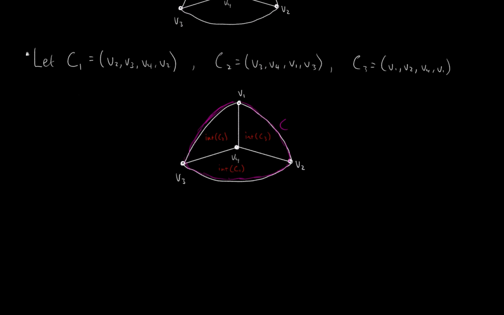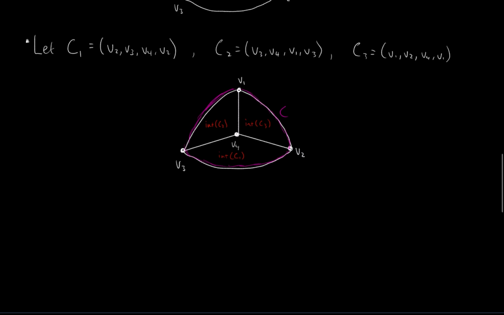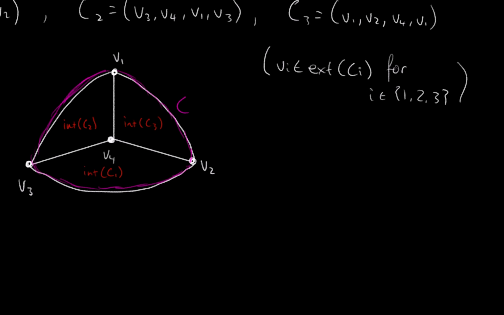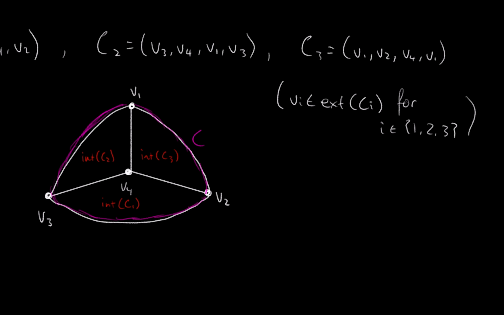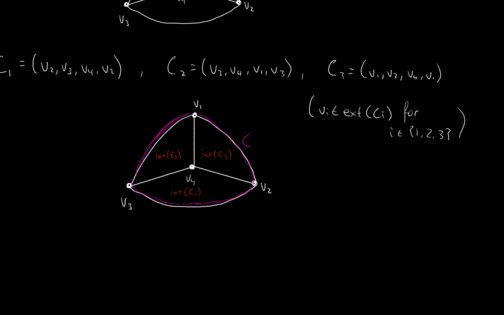So I'll just make it clear that Vi is part of the exterior of Ci for i in 1, 2, 3. So all I'm saying here is that it's basically what I've already said, that the vertex that corresponds with that cycle lives in the outside or the exterior of that particular cycle for all three cycles I've constructed here.